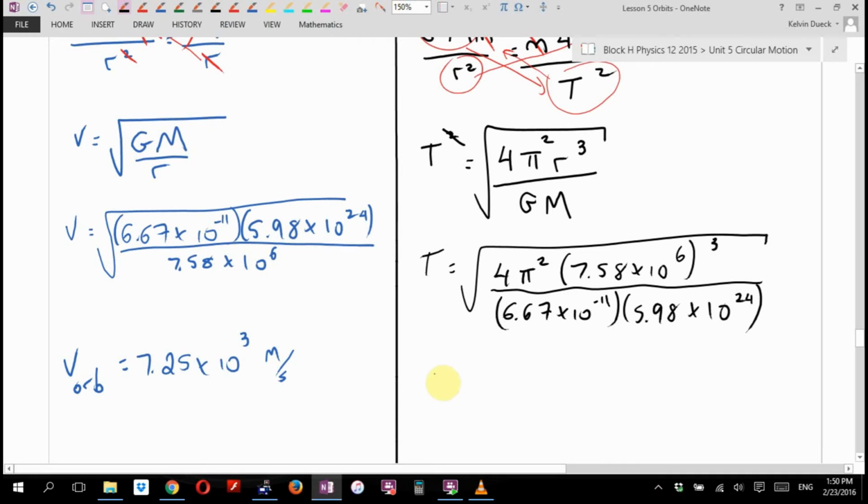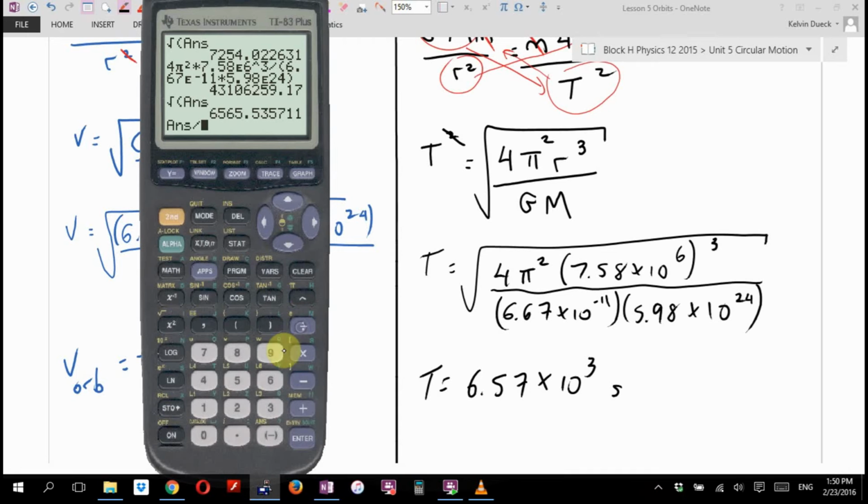Okay, so the period is 6.57. Was that what I said, Mr. Duke? Yep. Times 10 to the 3rd seconds. Or if you want to put it, I'll divide by 60. Every 109.4 minutes. It goes around the Earth roughly a little under every 2 hours. Okay. Again, the point is, any one of the 3, you can find the other 2.